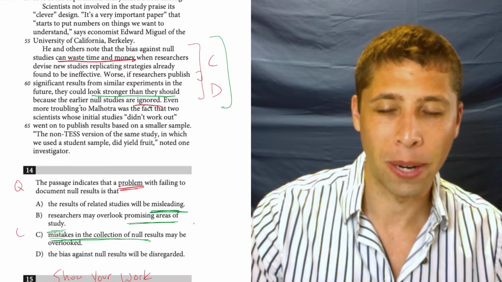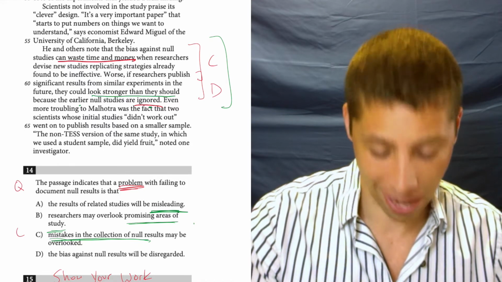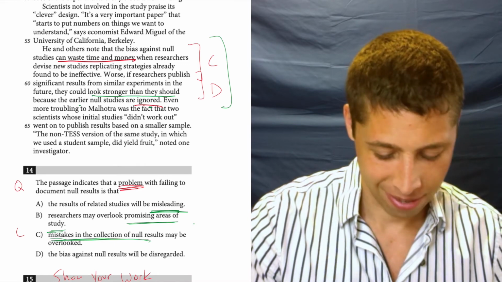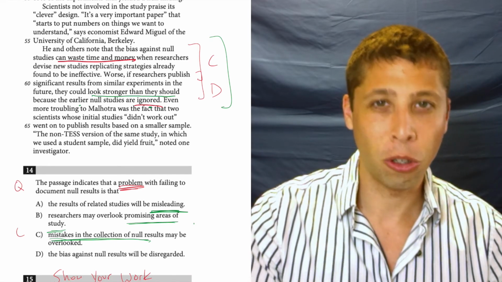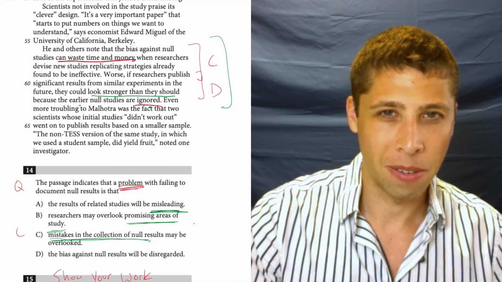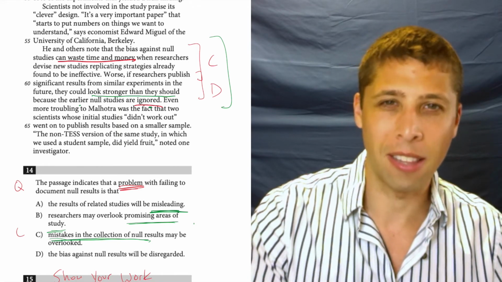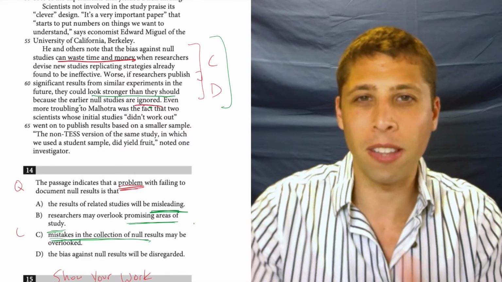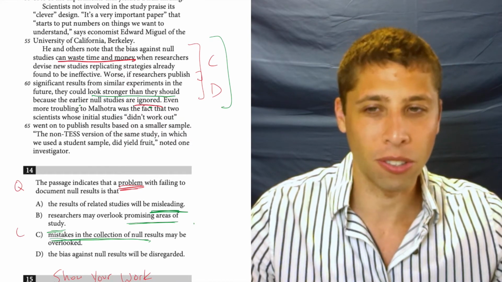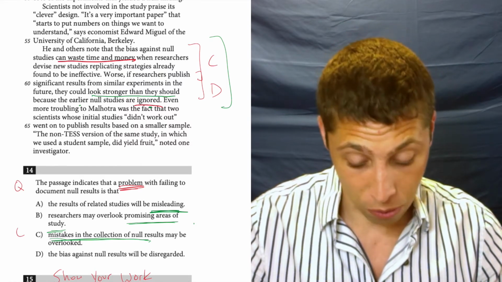I'm trying to wrap my brain around what this is saying. What I'm hearing this say is that actually that's not a bad thing. That there should be a bias against these null results. But the fact that it's disregarded is that they're not being written up, so there is no bias. So we want to see these results. This is very, very confusing.